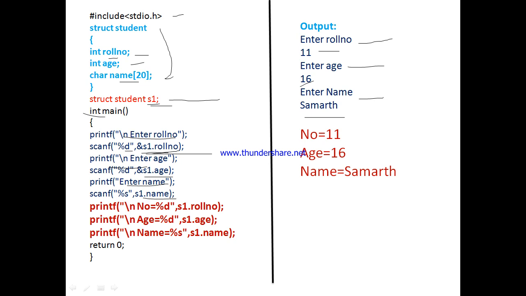Now here printf "\n number is equal to %d". So here "number is equal to" is displayed as it is, and in place of %d the value of s1.rollnumber is displayed, that is 11. Now here "age is equal to %d", so instead of %d the value of s1.age is displayed, age equal to 16. Now here "name is equal to %s". If you see this example, instead of %s the s1.name value should be displayed, that is Samartha. This is the example of the structure student.